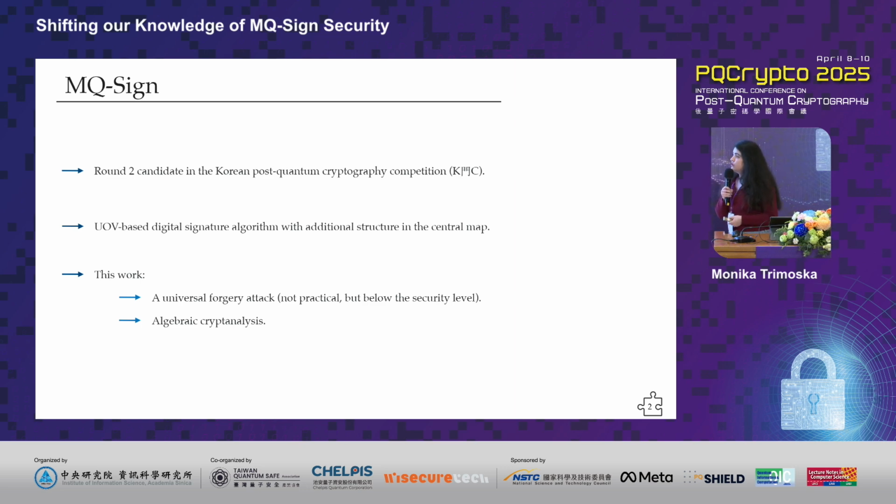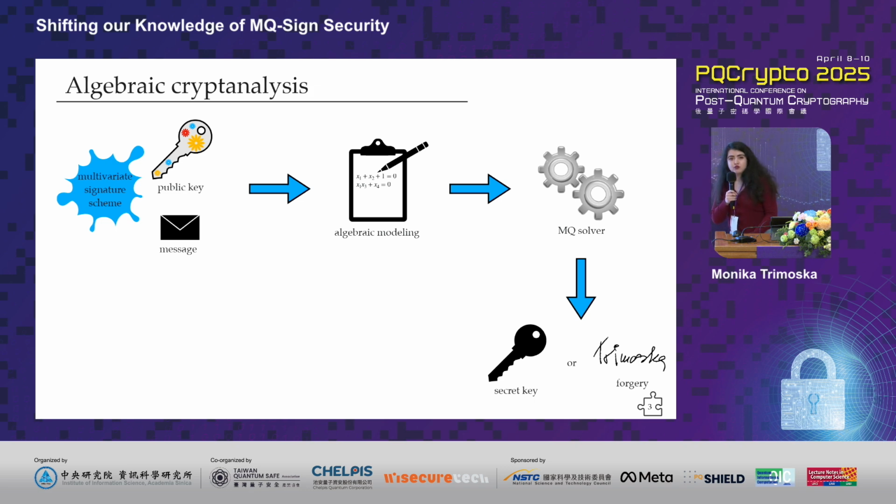And in this work, I'm going to present a universal forgery attack on the variant that passed to the second round. And it is going to be an algebraic cryptanalysis attack. So that's why I'm going to give you a small introduction of what is algebraic cryptanalysis, right? This is a cryptanalysis technique where you take your description of the scheme, you take your public key, the message, anything that you can, your input data. And then you model the problem of the attack. You model it as the problem of solving a multivariate system of equations. Okay, we will see some examples of modeling today, specifically modeling MQ Sign.